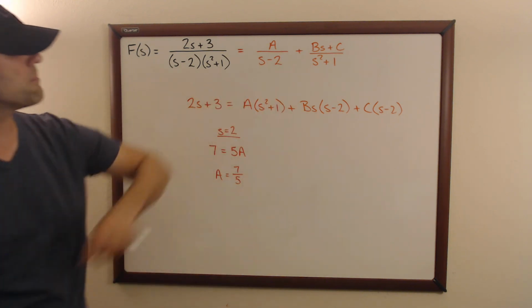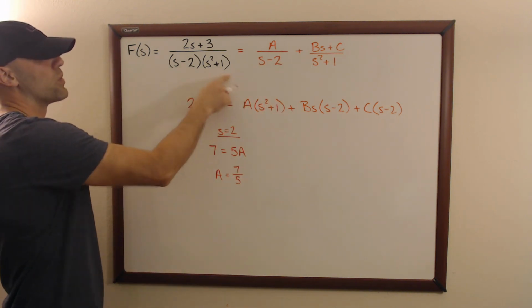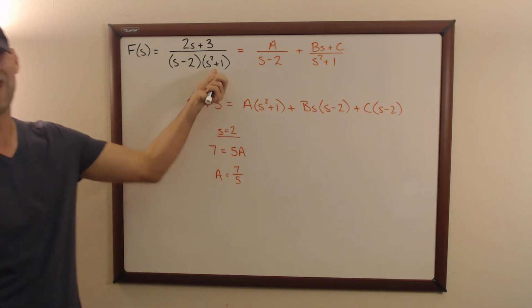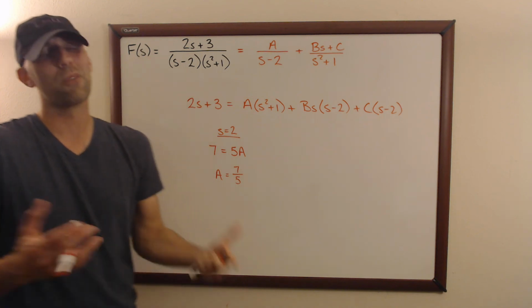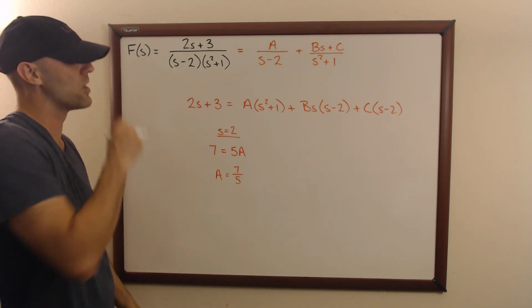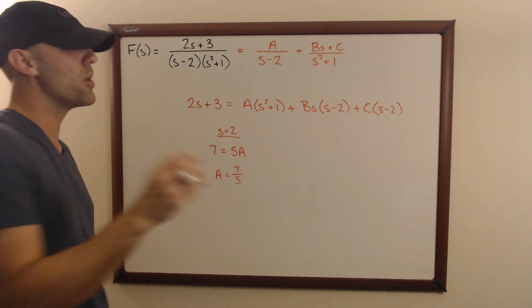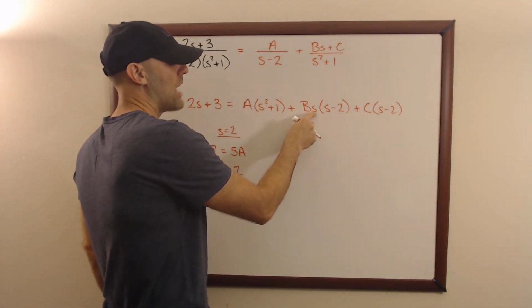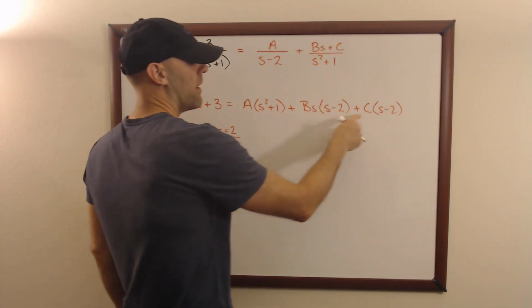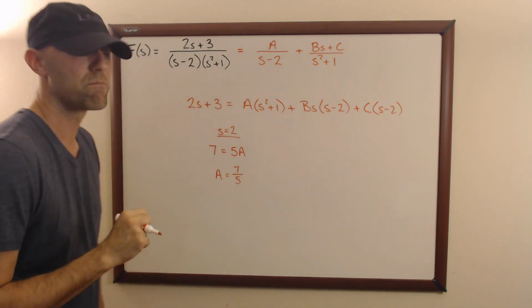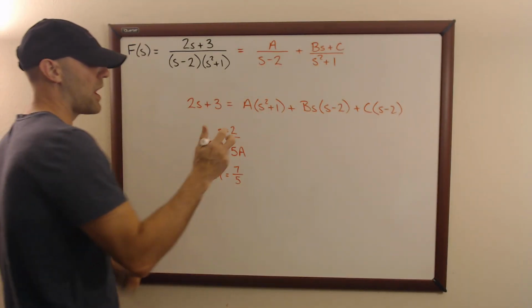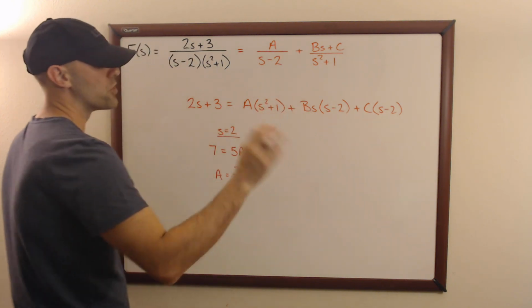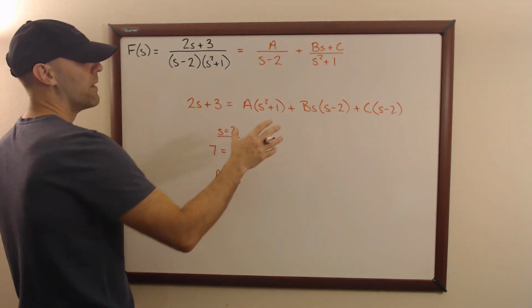Unfortunately, I can't do the same thing for b and c because this doesn't have any real roots, right? Technically speaking, you could plug in the roots of this are i and negative i, but if you do that, you're going to end up with a system anyway, so maybe there's an easier way to do it. And what I'd like for you to notice is, notice that b has an s attached to it and c does not. So consider the following, that the right-hand side is a quadratic, yes?